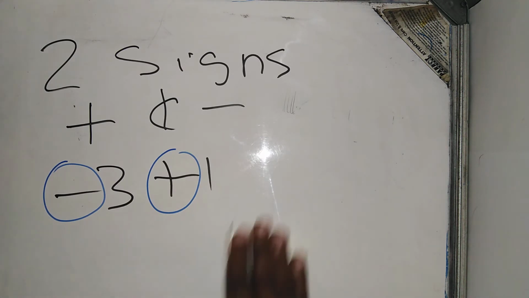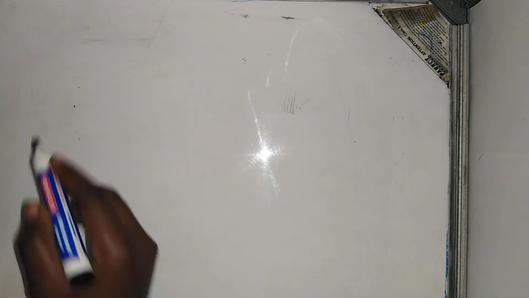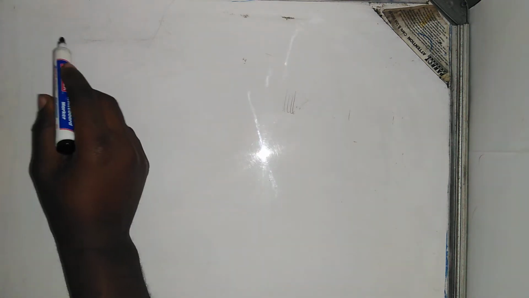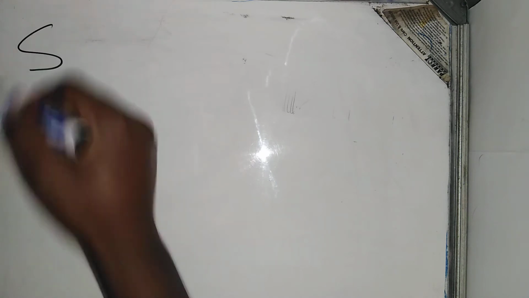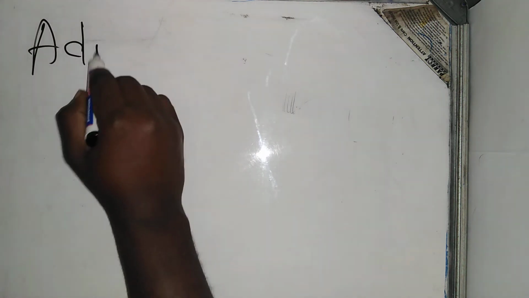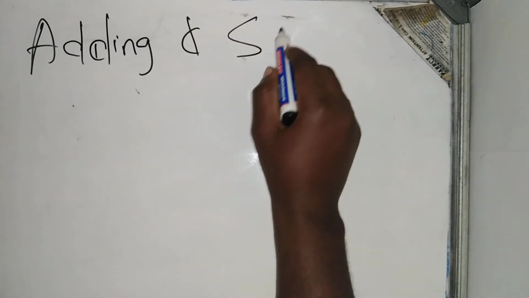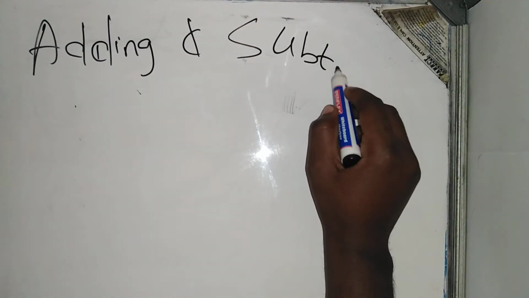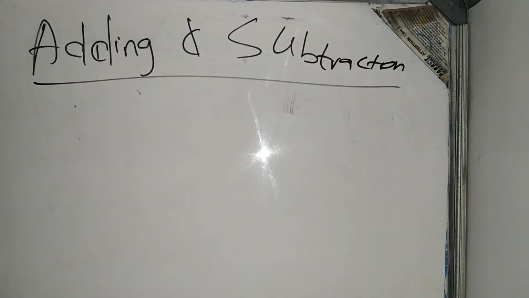Right. Now, how do you then add and subtract when you've got signs involved? Obviously, you always have signs involved. So let's talk about adding. Let me start with adding and subtraction. Okay, now how do you add?